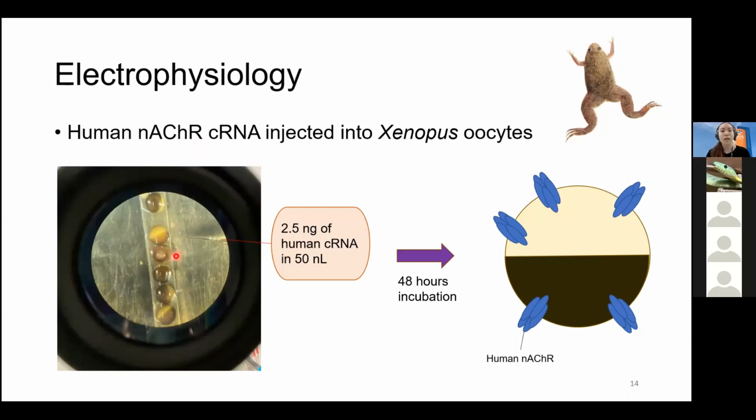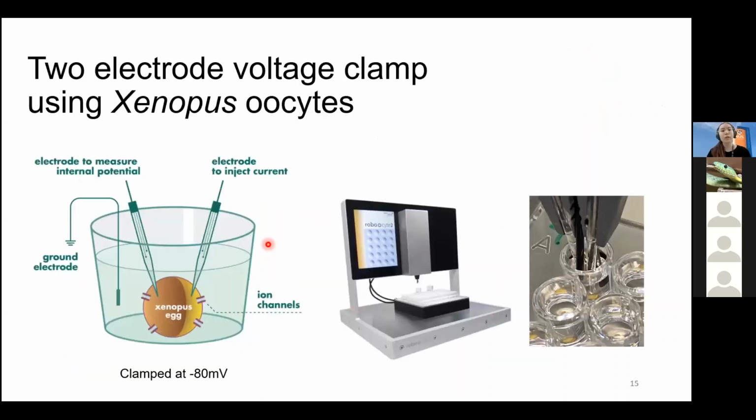So in this experiment, we inject 2.5 nanograms of human cRNA in each oocyte, and after 48 hours, the human nicotinic acetylcholine receptors would be expressed on the surface membrane of the oocytes. So then we would conduct the electrophysiological experiments using the 2 electrode voltage clamp setup, where there'll be 2 electrodes that will be clamping the membrane voltage at a particular level, so negative 80 millivolts, and then we would have 1 electrode to inject current, and then another electrode to measure the internal potential.